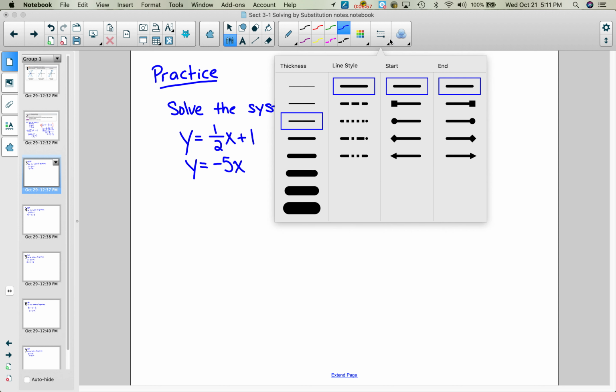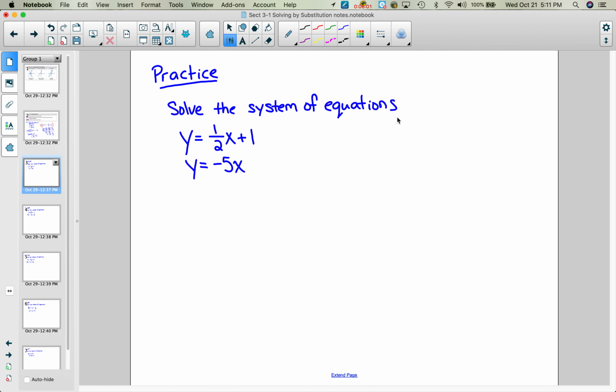So on this one, solve the system. Oh, this is a practice. So you can pause the video and practice this and see if you can get the answer. So you're going to set these equal to each other. So we'll have 1/2 x plus 1 equals negative 5x. Then I'm going to do fraction busters with a 2.